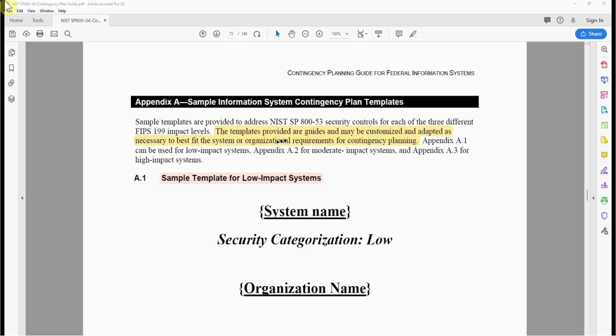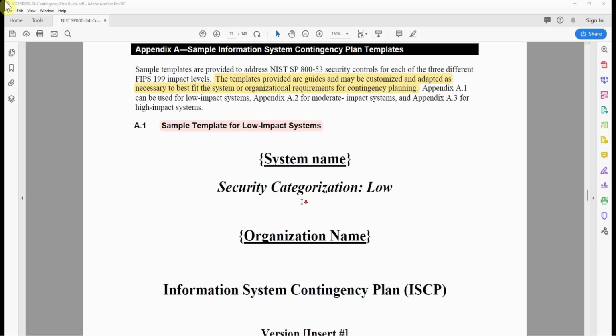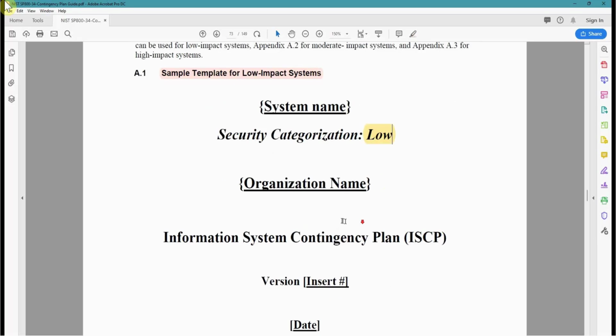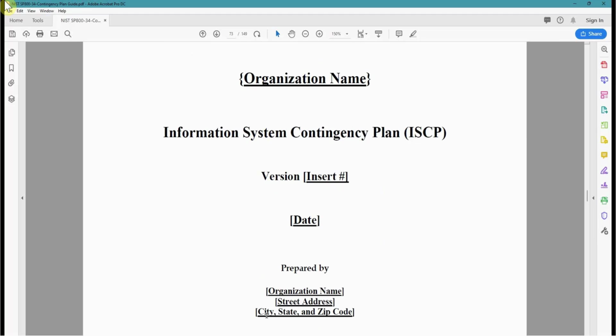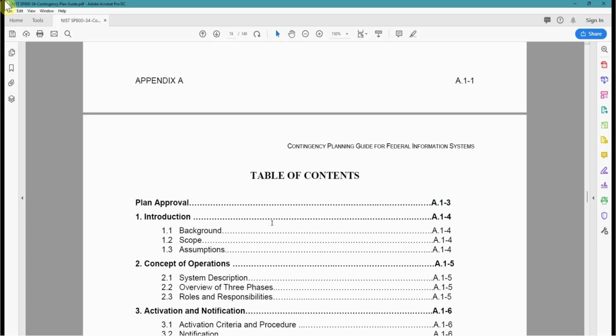So the templates provided are guides and may be customized and adapted as necessary to best fit the system or organizational requirements for contingency planning. These are the templates. So first of all, you have your system name, of course, and the security categorization. This is low, of course. And then we also have your organization's name here. And then we have the information system contingency plan. That's going to be the title of the document, the version, the date, prepared by, and if it is an organization, the street name, city, state, and zip code. And then we have the table of contents, right? So basically some of these things are standard. You just have to update certain things as you go.